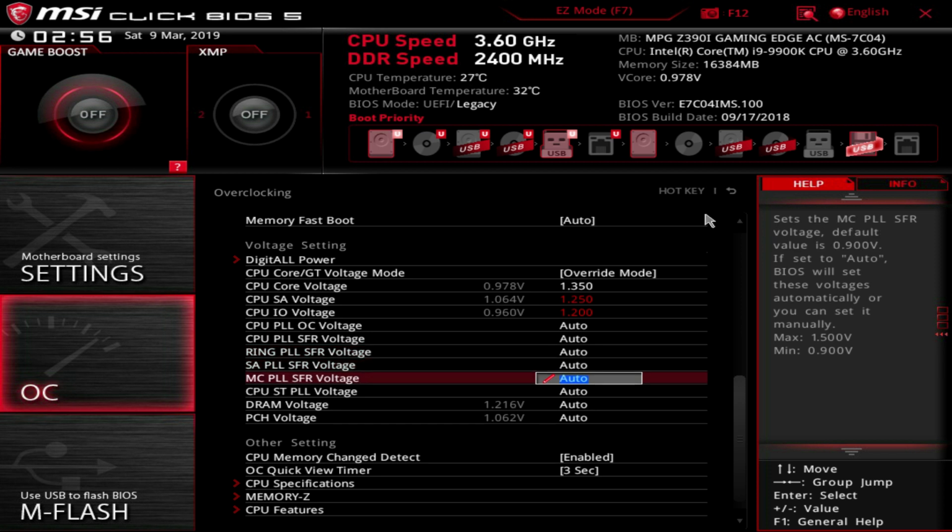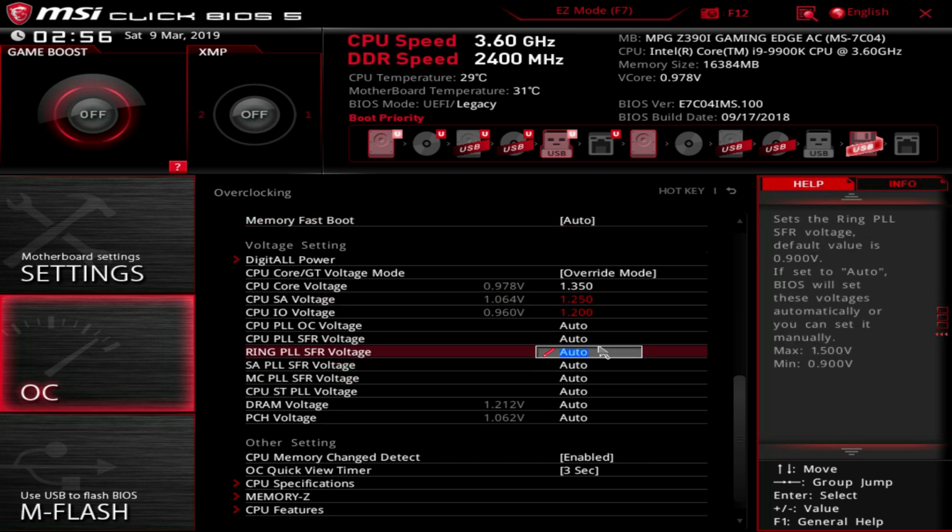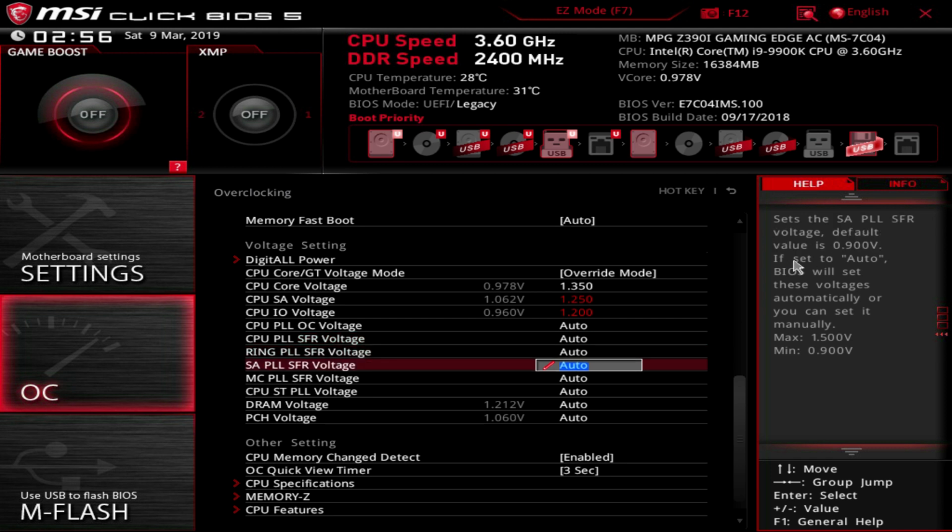In fact, my experience with MC, SA, and these four voltages right here, which all default to 0.9 volts, has been that trying to raise them makes things worse, not better. CPU ST voltage, slightly bumping this up to say 1.1 volts, can help with stabilizing memory overclocks sometimes. Most of the time, if you're not at some ridiculous frequency, you probably don't have to bother with it at all. And by ridiculous frequency, I mean over 4,000 megahertz, and a lot over 4,000 megahertz.